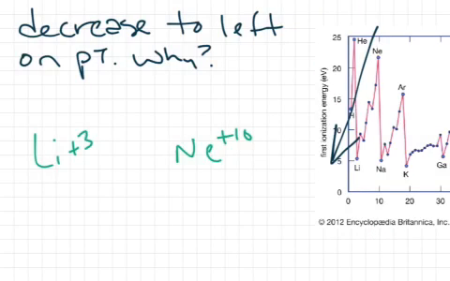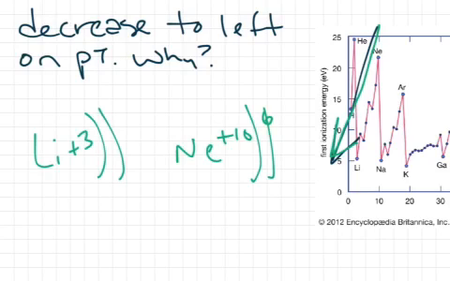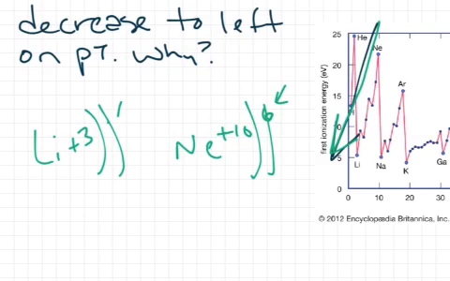The other trend that you'll notice is we decrease in endothermic energy as we go to the left on the periodic table. So for example, it's much more difficult to take an electron away from neon than it is to take an electron away from lithium. Why? Again, it goes back to how close they are to the protons and how many protons there are. Neon has a stronger nucleus.